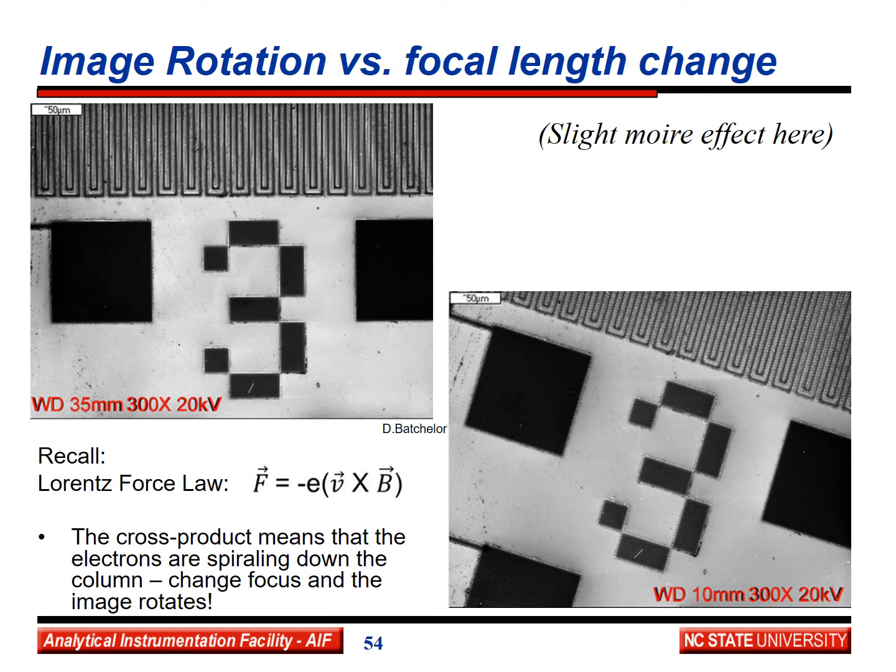I mentioned earlier that if we change the strength of one of our lenses, that will cause the image to rotate. This is because of the Lorentz force law. The cross product in the force law means that as the magnetic field strength is changed, the image will rotate. So here we can see the effect of going from a focal length of 35 millimeters to a focal length of 10 millimeters. You can see how much rotation we had. This is a function of the Lorentz force law and a direct effect of that.